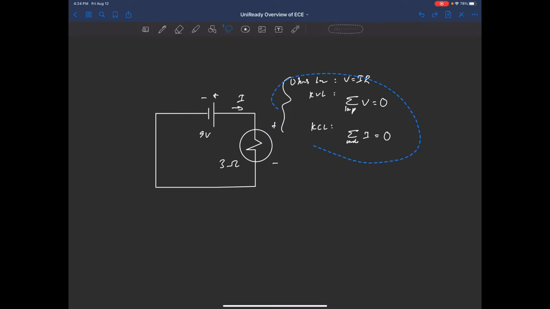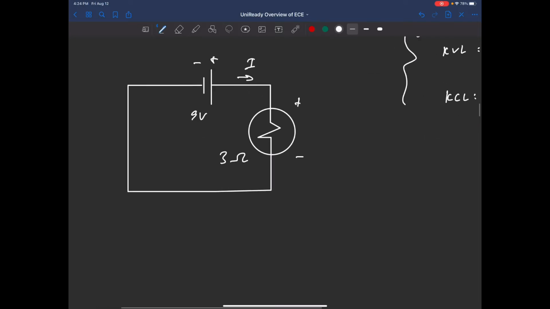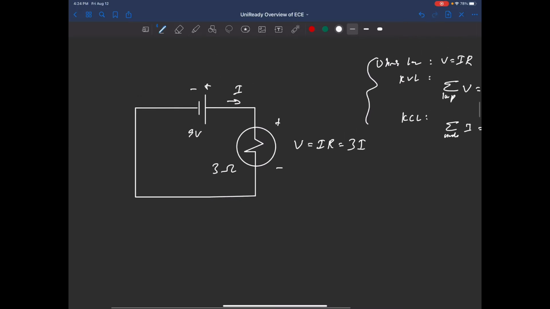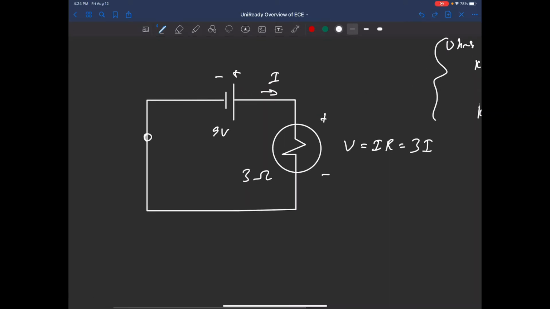Since this is a resistor, you can use Ohm's law. So V is equal to IR. In this case, you know that the resistance is 3 ohms, so you can simplify this to 3 times I. And we're going to be applying KVL to the circuit. So let's say you start at this point on this loop and you go along this, and you come across this component.